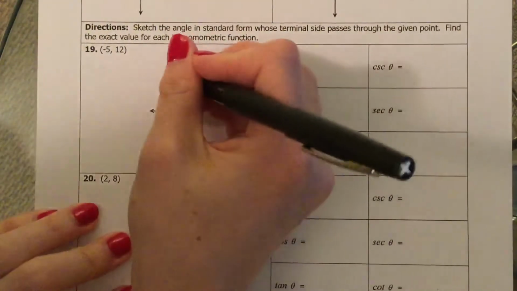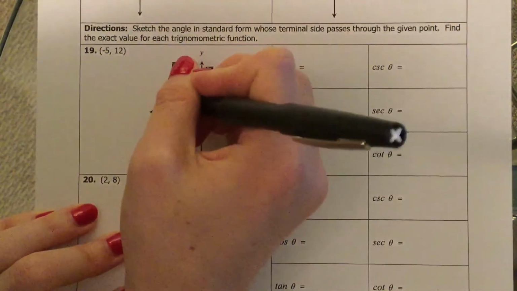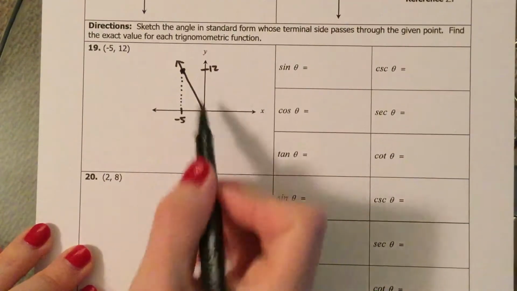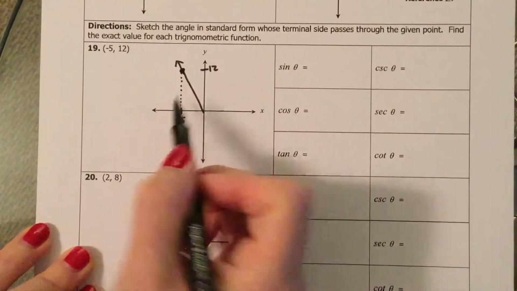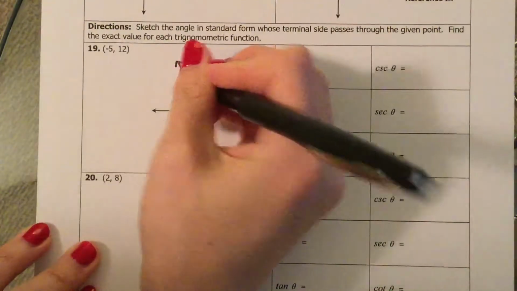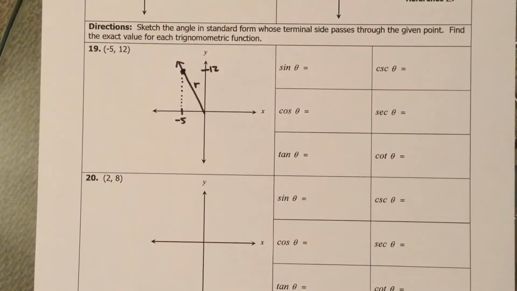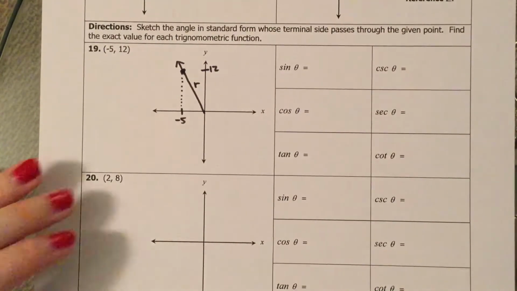So what I would recommend doing is dropping down your little dotted line. This right here is a -5, this is a +12, and then we've got that missing piece R. Each one of these you're going to be missing an R. Now the X's, the Y's could be negative depending on what quadrant you're in, but remember R represents a distance, it represents a radius. That value is never going to be negative no matter what quadrant you're in.